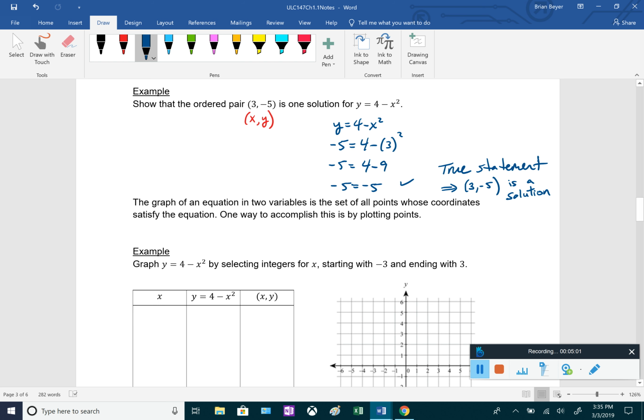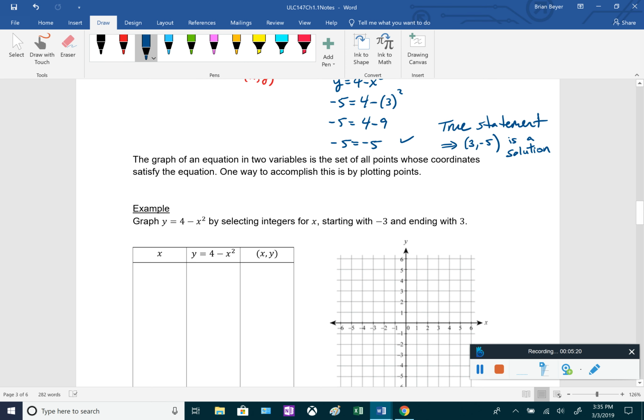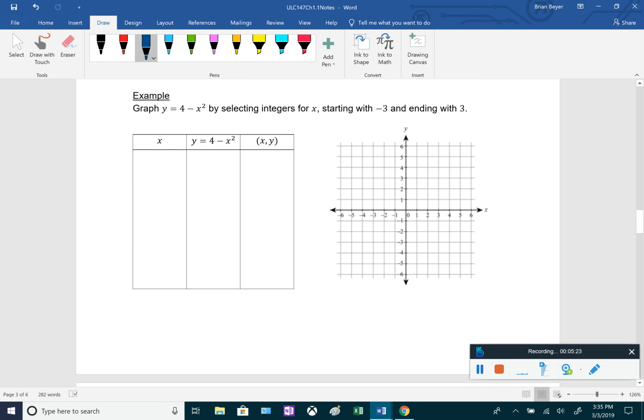The graph of an equation in these two variables x, y is going to be the set of all of these x, y coordinates where these coordinates satisfy the equation. One way to graph equations, which we're not always going to do, but one way that is going to work for now, is by plotting points. So let's graph y equals 4 minus x squared by selecting integers for x, starting with -3 and ending with +3. That just means we're going to be using the x values -3, -2, -1, 0, 1, 2, and 3.